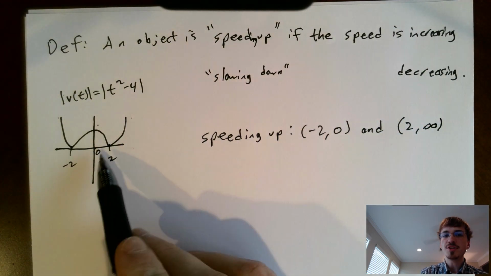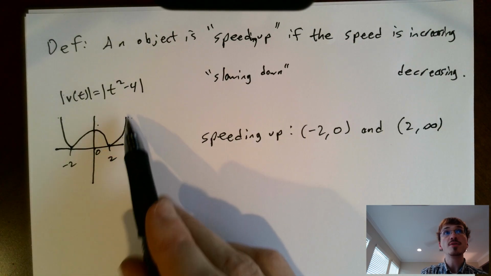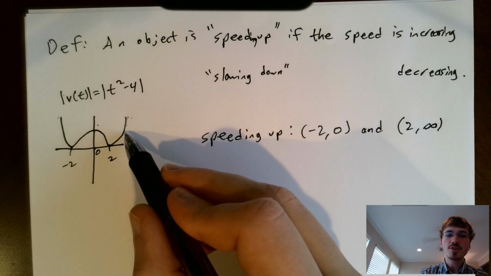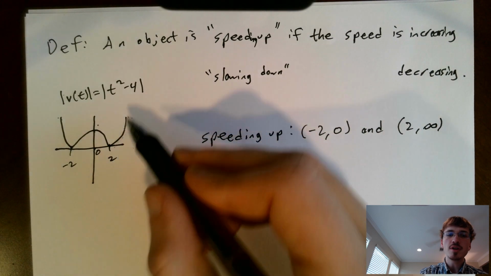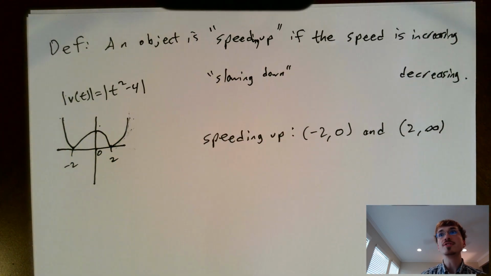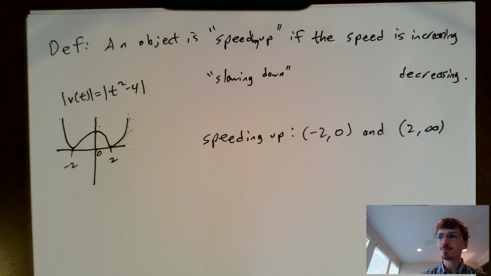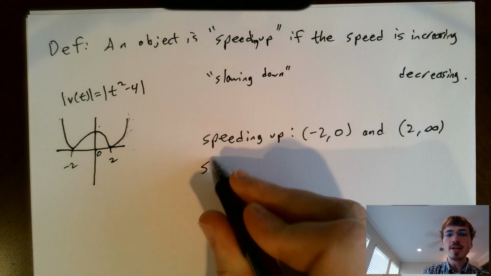Because my speed function is moving upward. It's an increasing function, right? And again, increasing, we can see that the slopes of the tangent lines are positive at every point on this curve, on these intervals. And where are we slowing down?